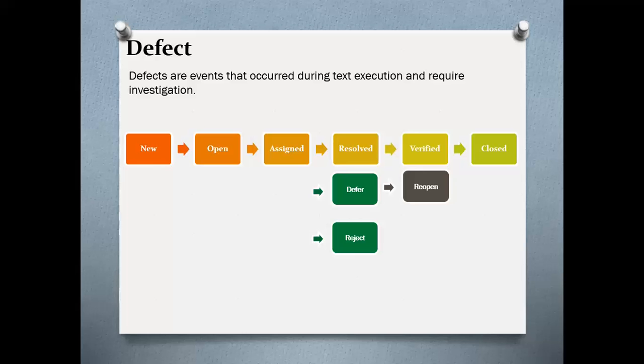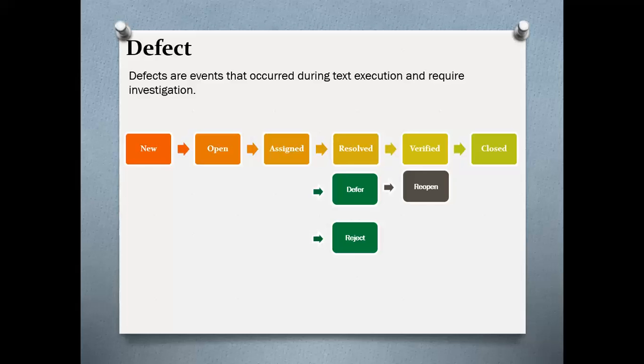New. Once you log any defect and it is verified by a QA lead or a test lead, then the defect is valid. Its status is changed to new. This means the defect is logged, but it is not yet approved.